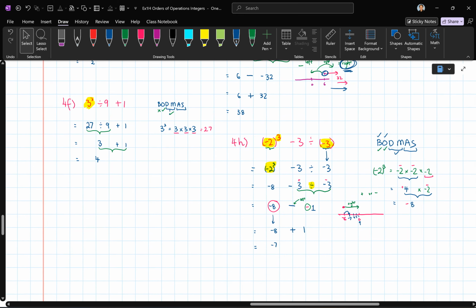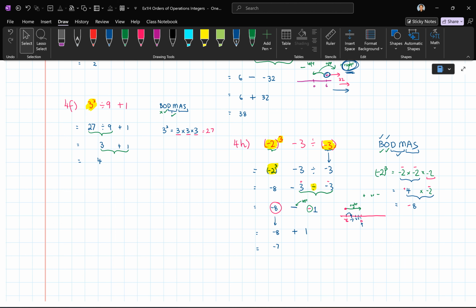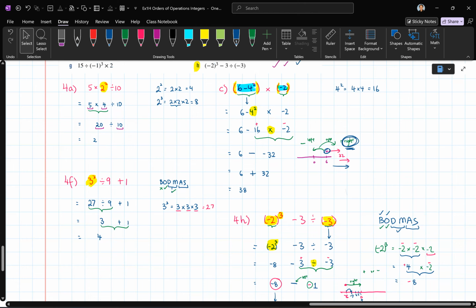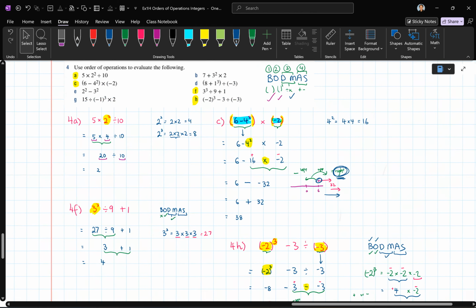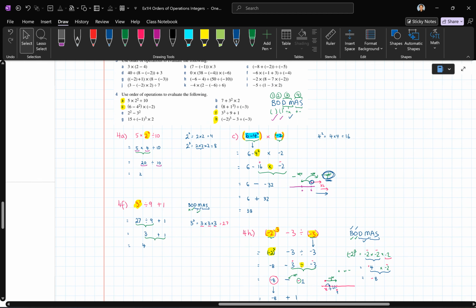So that was exercise 1H, question 4H. That was the trickiest one. You just got to be careful with the negatives and you got to be careful with the powers. But if you follow BODMAS in all of them, I just followed the orders, okay? And you just tick it off as you go. Hopefully that was helpful. Let me know if you need more support.